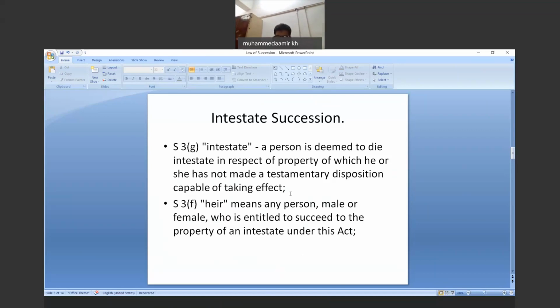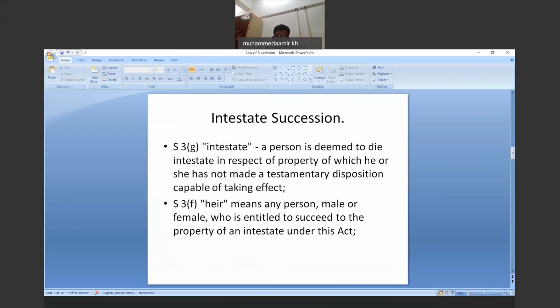Section 3(g). So I would like to move to another section which is talking about the term heir. Under section 3(f), it has been defined: a person who is entitled to inherit property after the death of the estate holder is known as an heir. This is what we can say is the general definition.